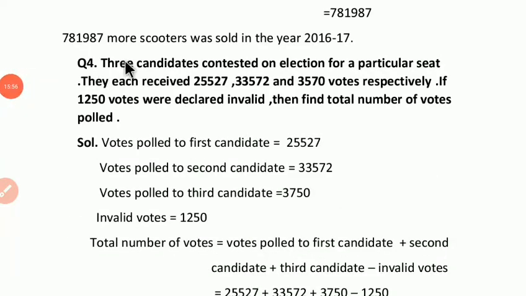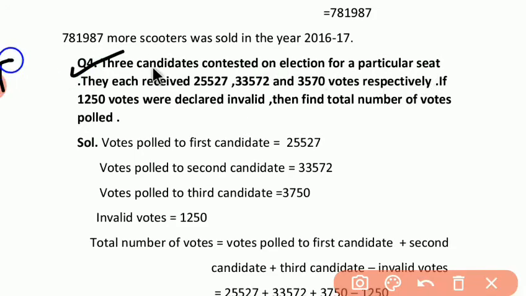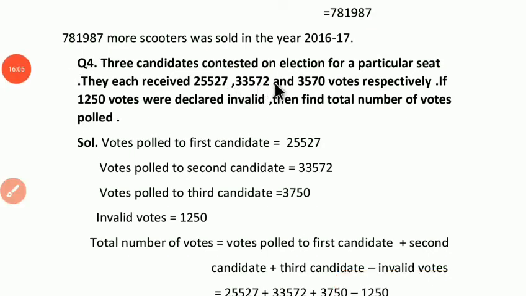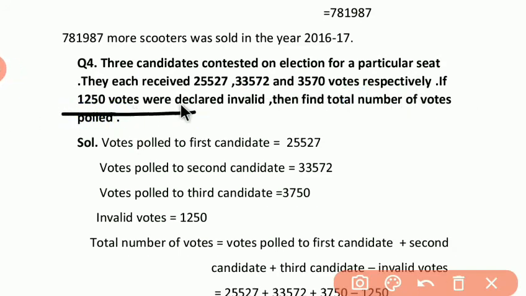Now we'll see question number 4. Three candidates contested an election for a particular seat. They each received 25,527, 33,572 and 3,570 votes respectively. If 1,250 votes were declared invalid, then find the total number of votes polled.